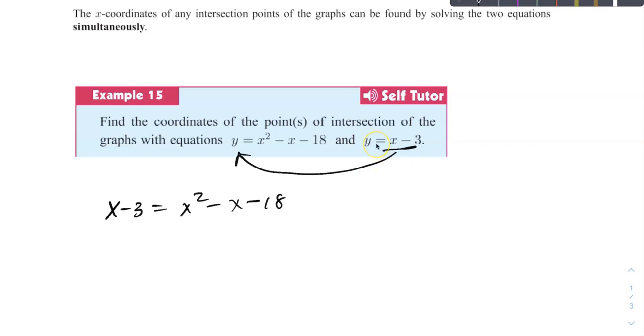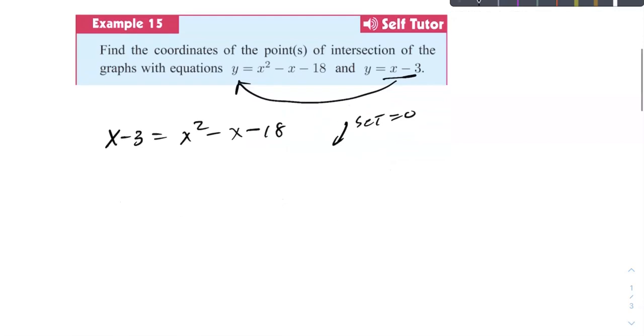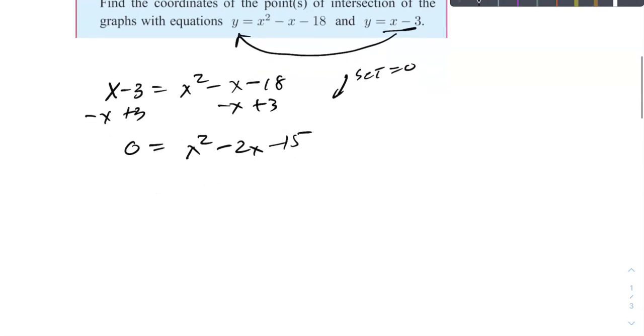And there are lots of ways to solve this. Step 1 is to set it equal to 0. So we subtract x and add 3 on both sides, and we get 0 equals x squared minus 2x minus 15. Then we can solve this by graphing or the quadratic formula if we choose. I need two things to multiply to get negative 15, but add to get negative 2. It looks like it should be negative 5 and positive 3.